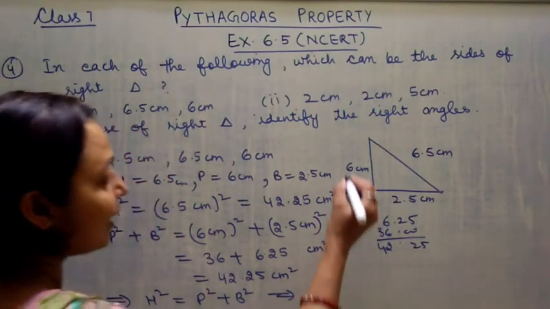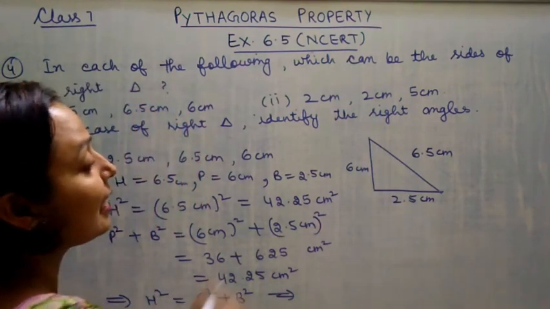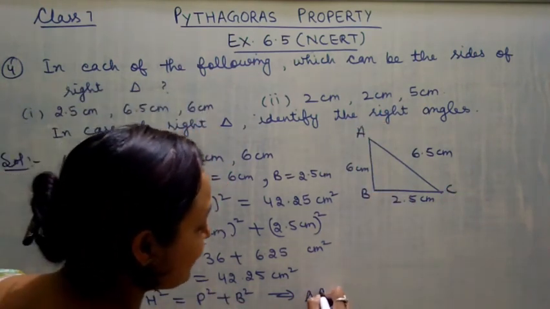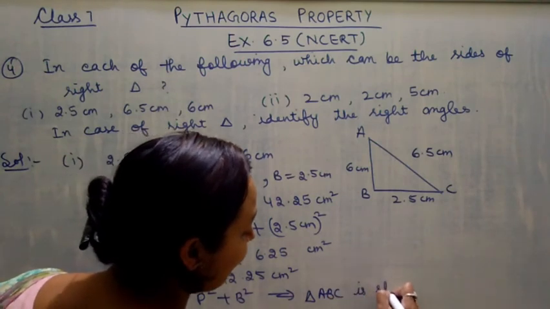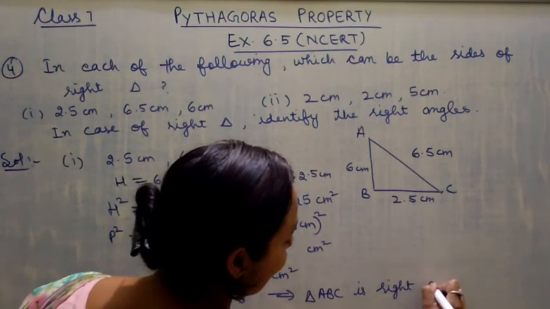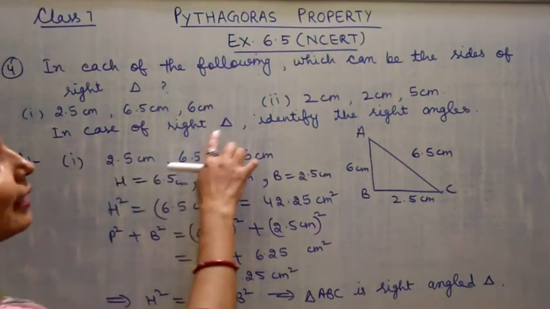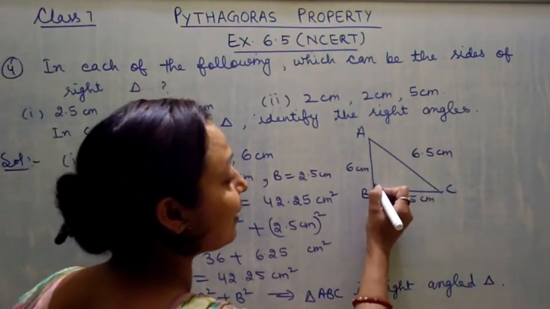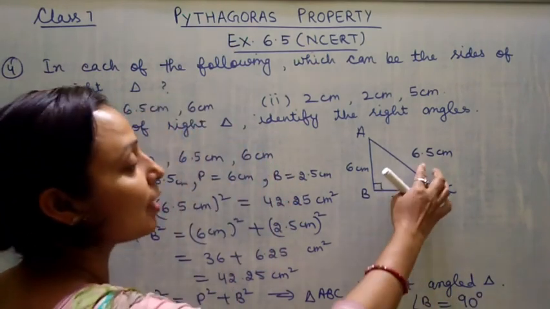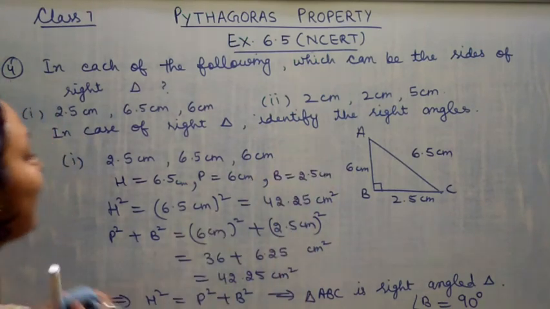This implies I will give the name to this triangle, ABC. So this triangle ABC is a right angle triangle. Okay, and at last the question says that in case of right angle, identify the right angle. The right angle is angle B is equal to 90 degree, because the longest side's opposite angle is a right angle. Okay, now come to the second part of this question.